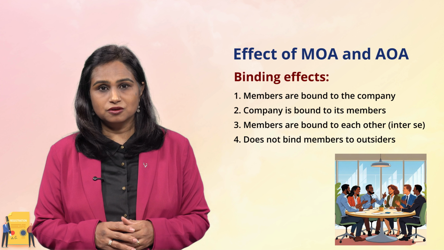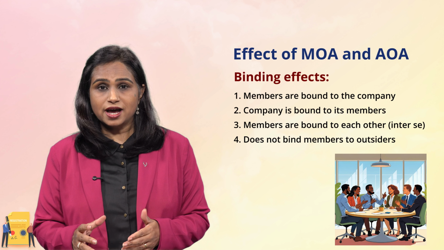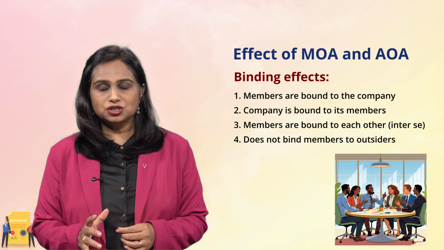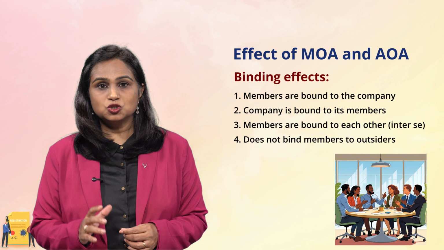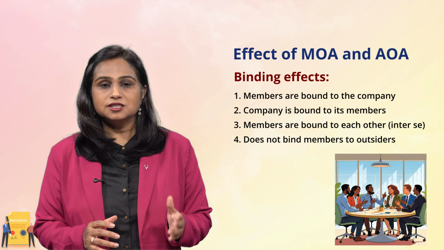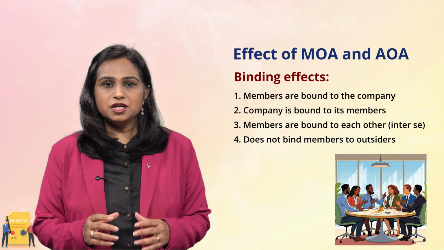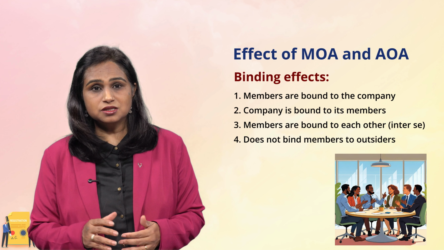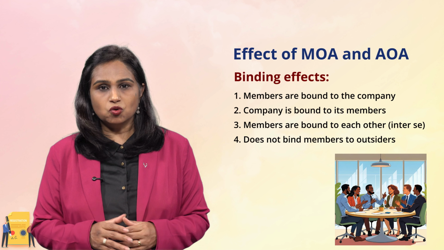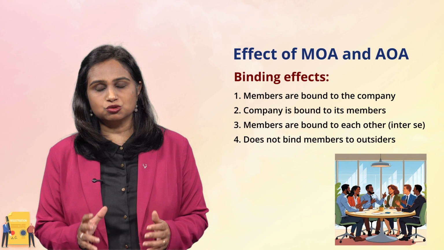Let's now move ahead and see what is the effect of memorandum and articles of association. According to section 10, once a company registers its articles and memorandum, then this will have a threefold effect. First one, article of association and memorandum bind the members to the company. This means that the members should follow the rules and regulations set in the memorandum and articles of association. Second, company gets bound to the members. This means that members can take a legal action against the company if the company violates the rules and regulations which are set up in the memorandum and articles of association.